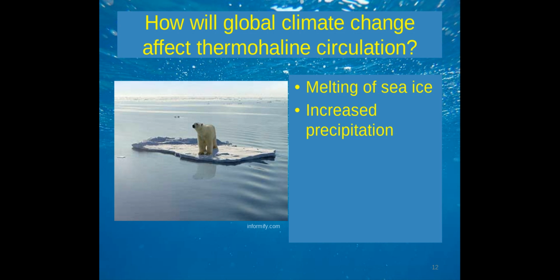Such changes in ocean density could stop the formation of the cold, salty, deep water that powers the ocean conveyor belt. A change in the ocean conveyor belt would affect the climate by changing the way heat is transferred on Earth.